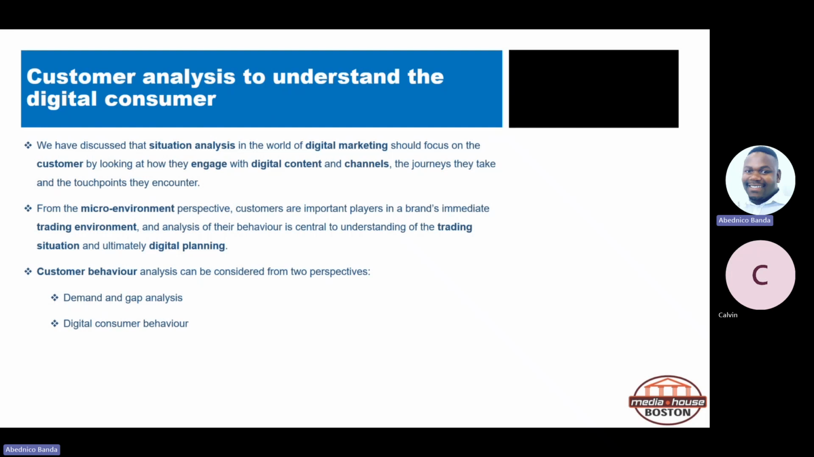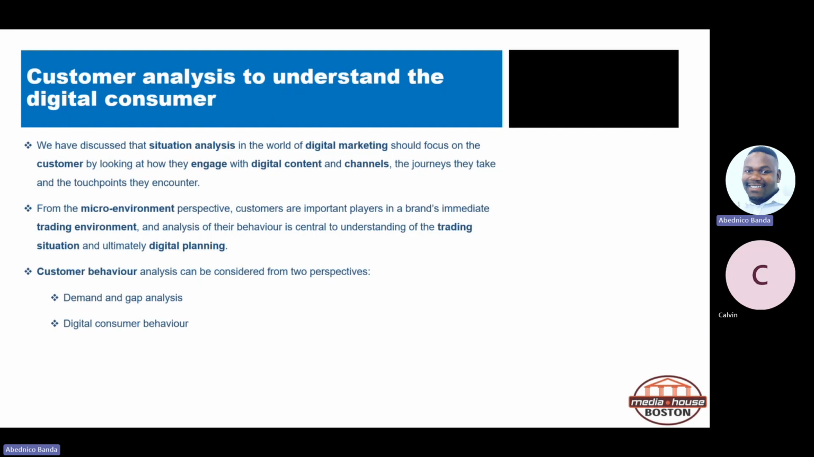You can look at how people are engaging online. You can look at people's historical engagements. You can look at the cookies that we get from the browsers and so forth. So from a micro environment perspective, customers are important players in a brand's environment. As we are aware, customers bring money. That's why I always say customers are the key. And their behavior is central to understanding the trading situation and ultimately how you plan your digital campaigns.